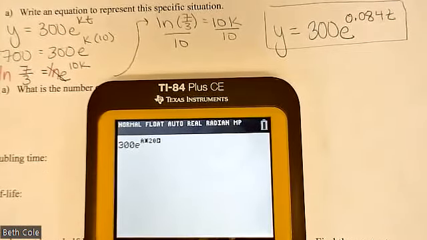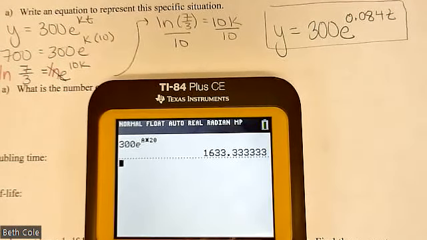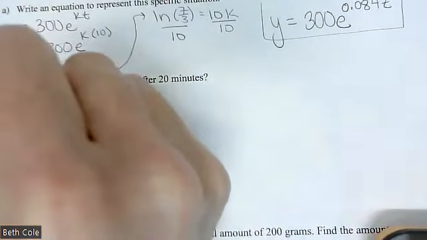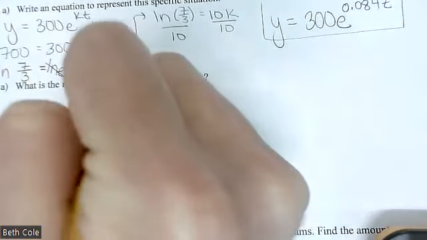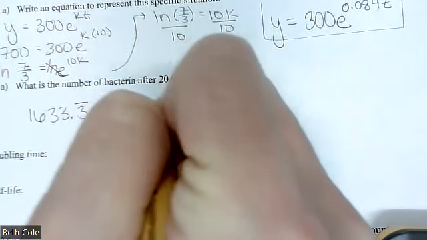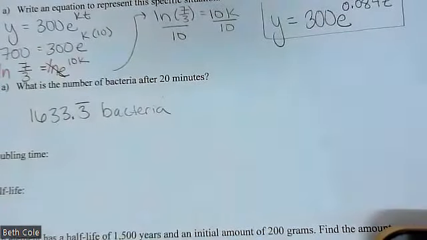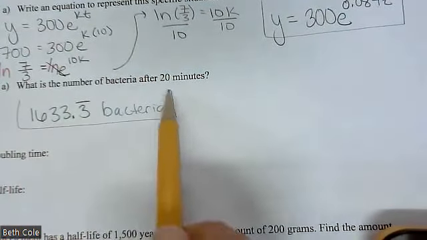Now, if you had 700 after 10 minutes, after 20 minutes, you should have more. So you should be expecting a number bigger than 700. Did you get 1633 and a third bacteria? Okay. I guess you can have a third of a bacteria. I don't feel bad chopping them in half.